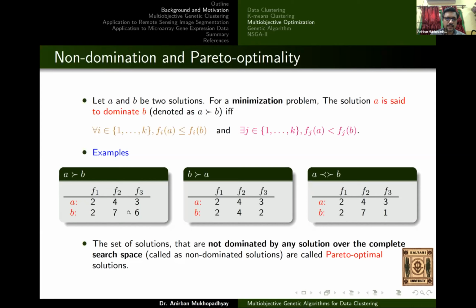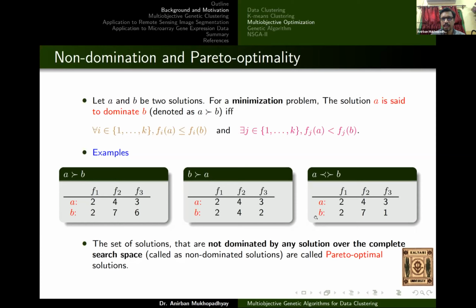So we say in this case that solution A dominates solution B. This domination is a particular technical term we use here. Now, in this other case, for f1 and f2, again, both solutions are the same, but for f3, solution B is better. So in this case, solution B dominates solution A.